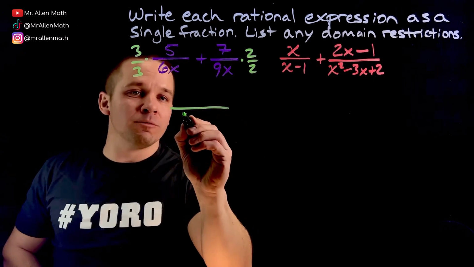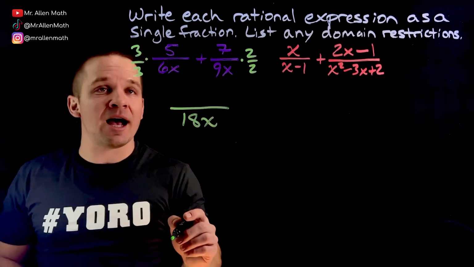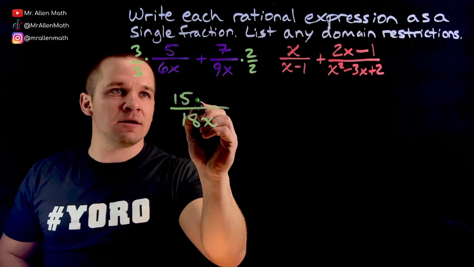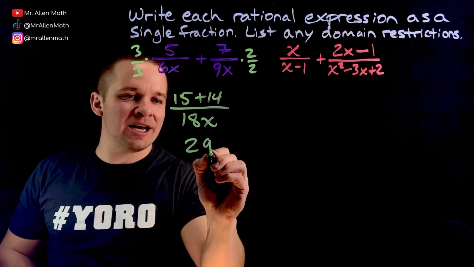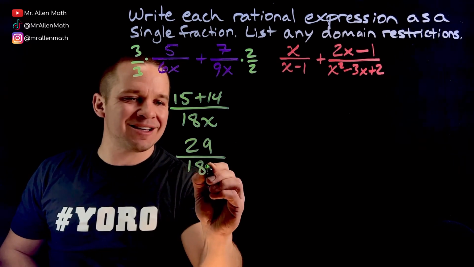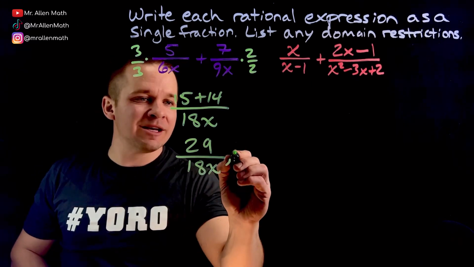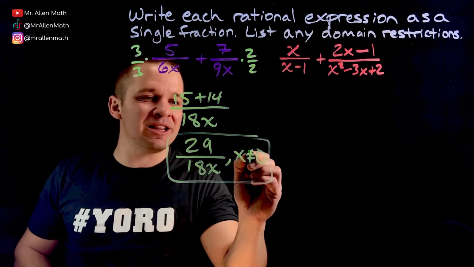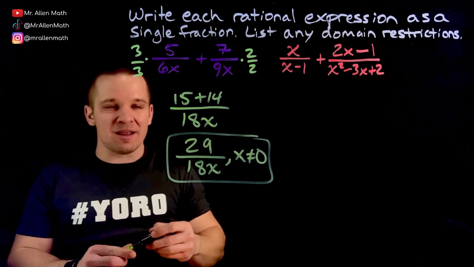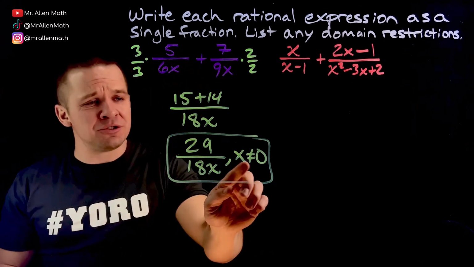Now, my denominator, which I've said a few times, is 18x. 3 times 5 is 15. 7 times 2 is 14, and I get 29 as my numerator over 18x as my denominator, where x cannot equal 0. That is my domain restriction. You need to have that in the answer since it's asked for in the question. All right, so don't forget to write that down.